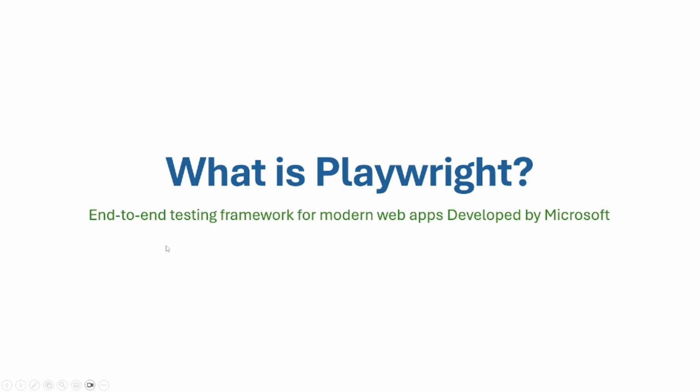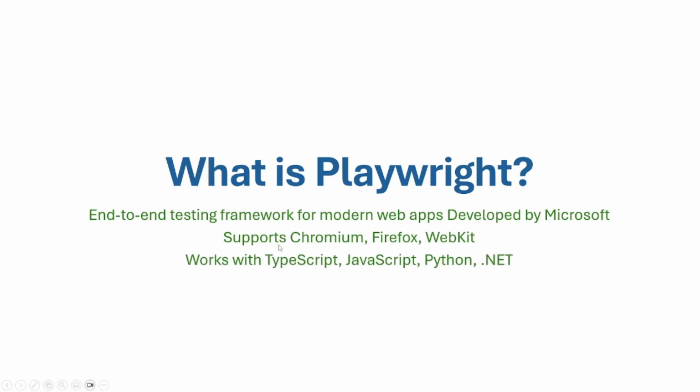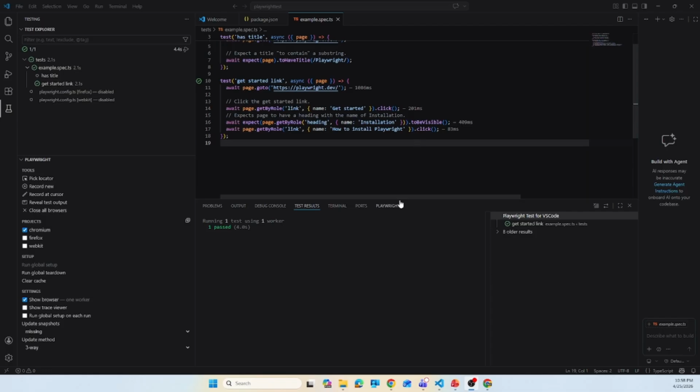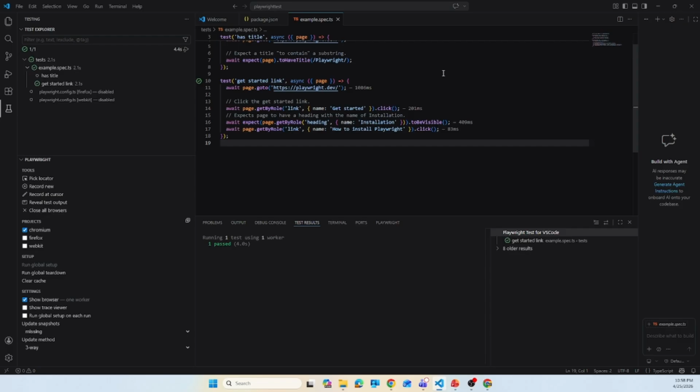This is an end-to-end testing framework for modern web apps, which is developed by Microsoft, and it supports Chromium, Firefox, WebKit, and it works with TypeScript, JavaScript, Python, and .NET. Key benefits: it is fast, reliable, cross-browser testing. So this is a short description of what Playwright is. Now I will briefly show how to set it up in your Visual Studio Code.